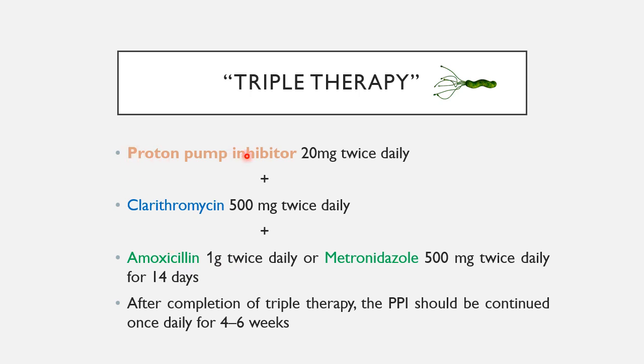So proton pump inhibitor, either omeprazole or any other one, 20 milligram twice daily, plus clarithromycin 500 milligram twice daily, and amoxicillin 1 gram twice daily. And if the patient is allergic to penicillins, we can give metronidazole 500 milligram twice daily, and all these drugs are given for 14 days. And after the completion of triple therapy, the PPIs should be continued once daily for 4 to 6 weeks.